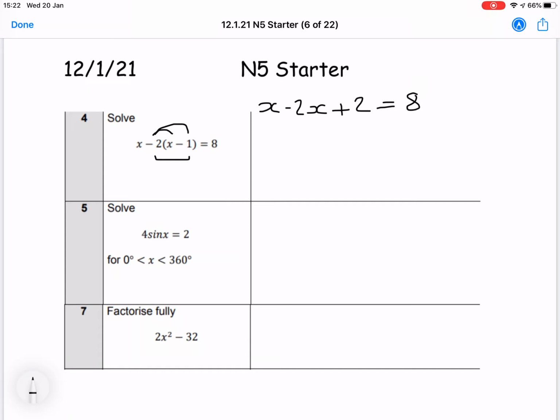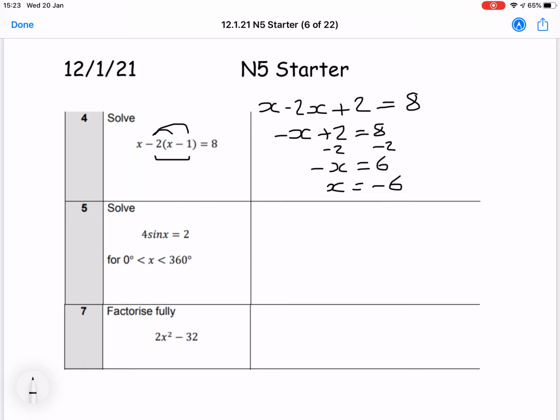Okay, then we have to tidy up our terms. So we have x minus 2x, so that's minus x plus 2 equals 8. And then we're going to take 2 away from both sides. So we'll have minus x equals 6. And then because we have a negative on the left, we're going to go ahead and swap that over to the other side. So our final answer here is going to be x equals minus 6.